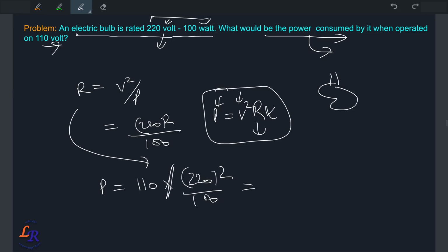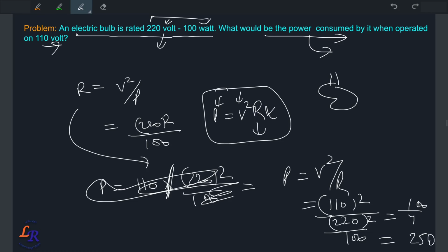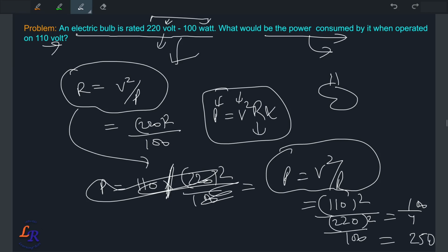Oh sorry, here P is equal to V square upon R, right? So here you need to calculate power, so you will get 110 square, and R you calculated here, it is 220 square by 100. So 100 will go up, and you can take 4 out. It will be 100 by 4, and it would mean that it will consume 25 watts. Now you see, you just utilize the concept, find the resistance, and with that resistance you find the power if it is operating at a different voltage.